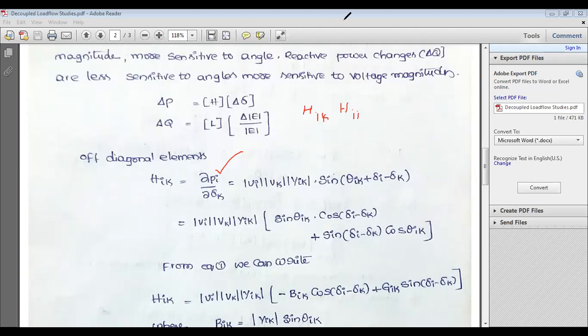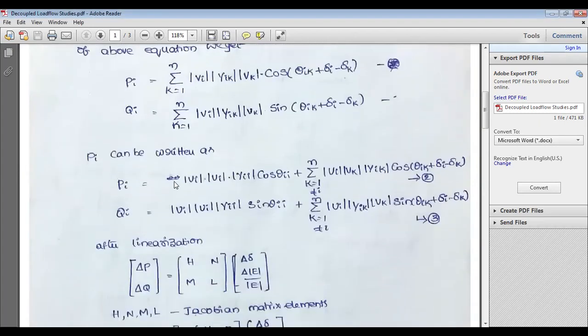Now to obtain this one, these two are very, very important. Already here we have obtained this one, Pi is equal to this one. So now consider the first partial derivative dou Pi by dou delta K. That is the parameter you are first going to identify. Now you see here, this is independent of delta K, so obviously this is constant. If you find the partial derivative of this one, obviously you will get 0.